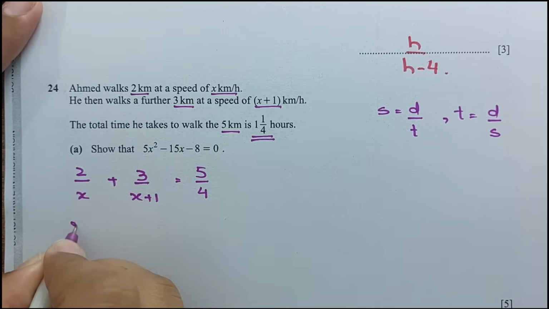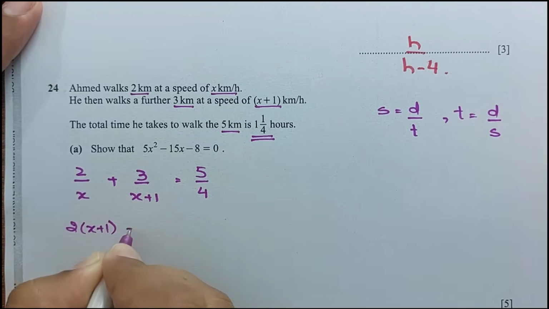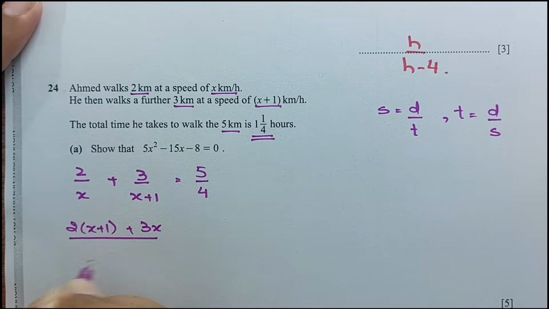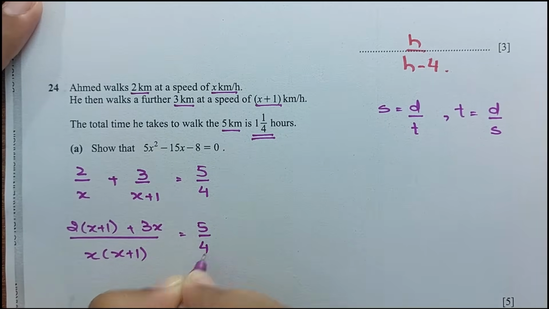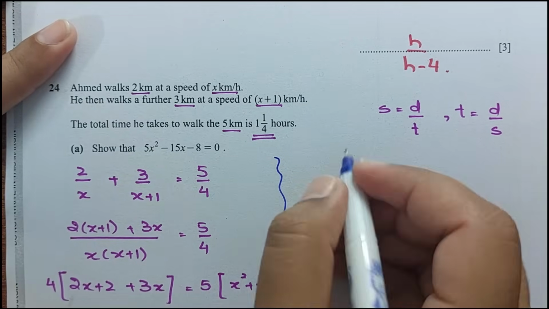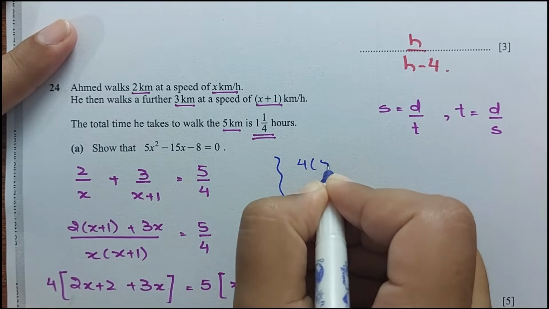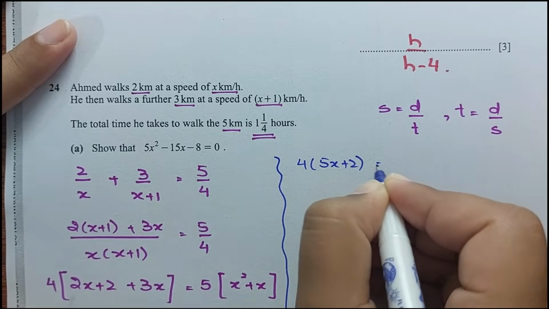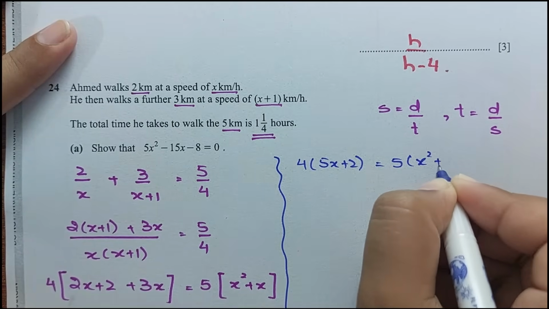Now simplify. 2 is cross multiplying with x plus 1, and 3 is cross multiplying with x, over x into x plus 1, equals 5 by 4. Okay, this is 2x plus 2 plus 3x, cross multiplied by 4, and this is 5 cross multiplied by x squared plus x. Let me do further simplification. 4 is outside, we have 5x plus 2, and 5 is outside, we have x squared plus x.